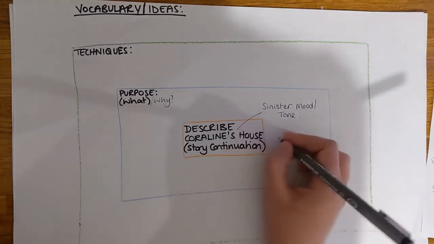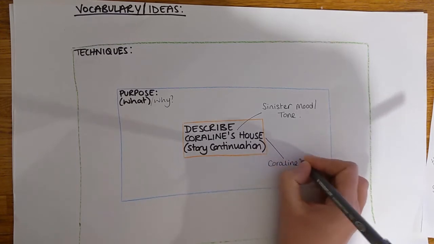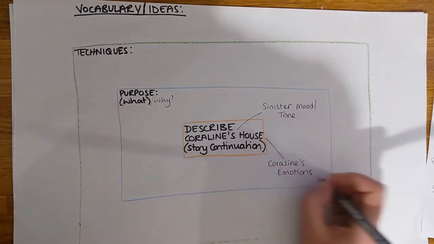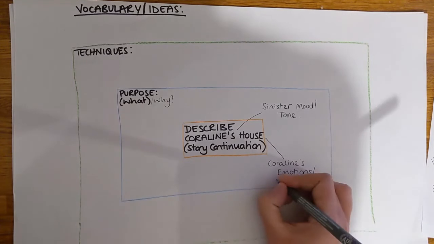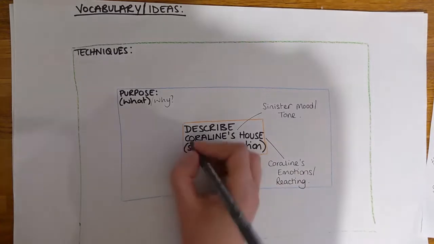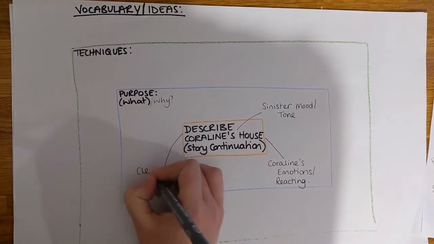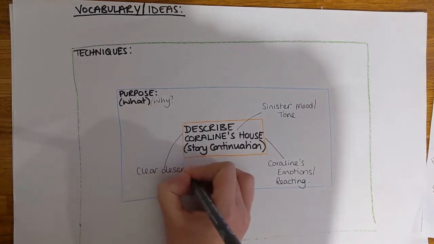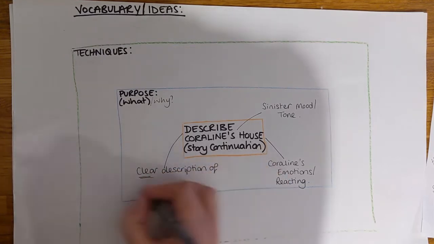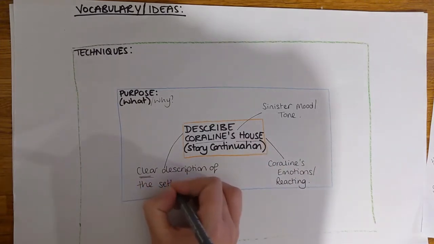The other thing that we might want to do is we might want to think about Coraline's emotions. Okay, that we might want to show how she's feeling and show how she's reacting. Okay, the other thing we might want to do, or the other thing that we need to do, our purpose, is to write a clear description. Okay, of the setting, and we've been given the setting here, haven't we? So clear description of the setting.